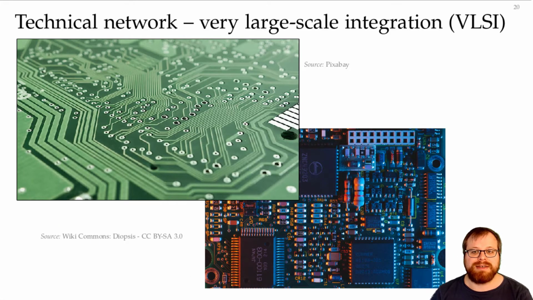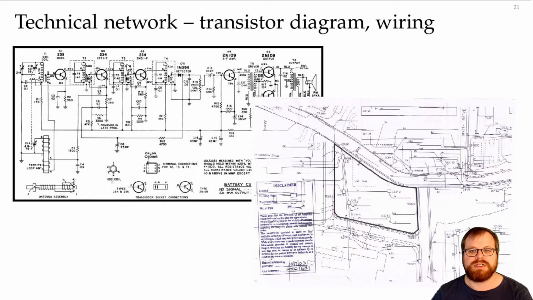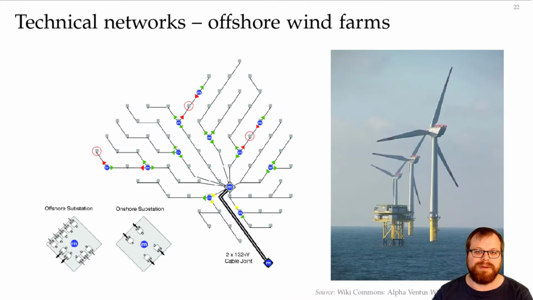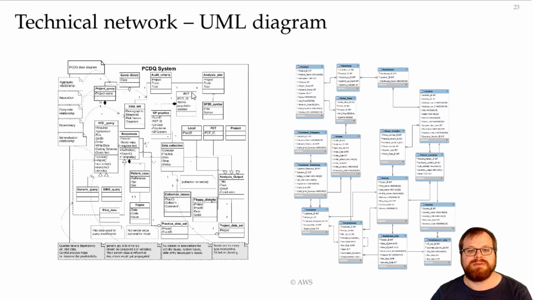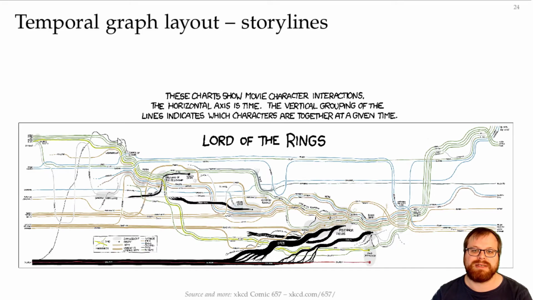We have technical networks, very large-scale integration. Here you can clearly see all these small connections you have between all these different points, and getting a good layout where you can fit everything of this on the board, that's not so easy. You have transistor diagrams, you have wirings, you even have offshore wind farms, you have UML diagrams. All these are examples of graph drawing algorithms.